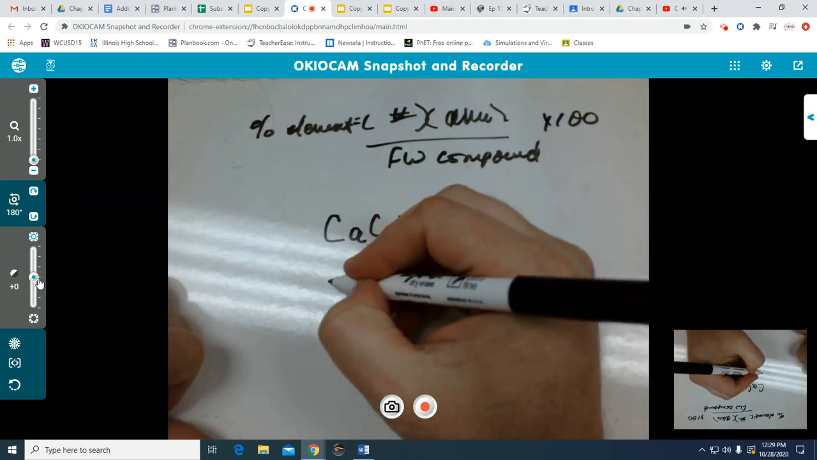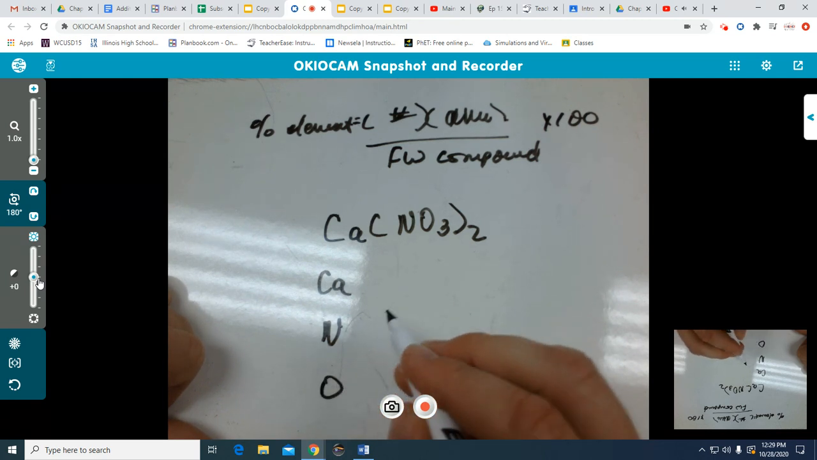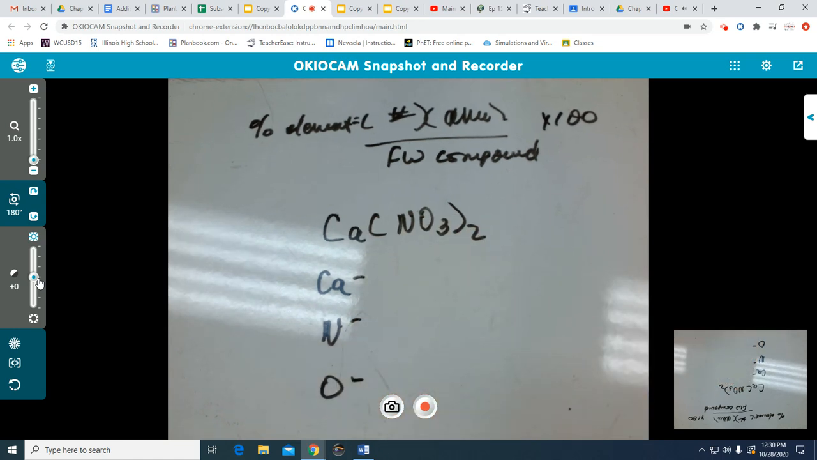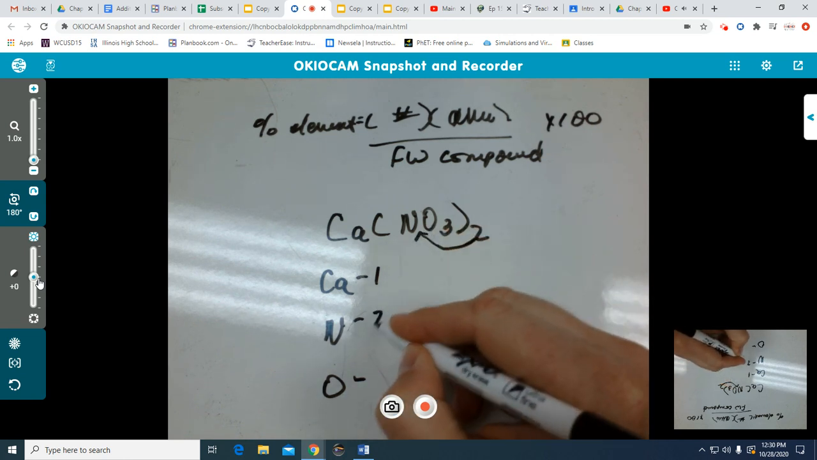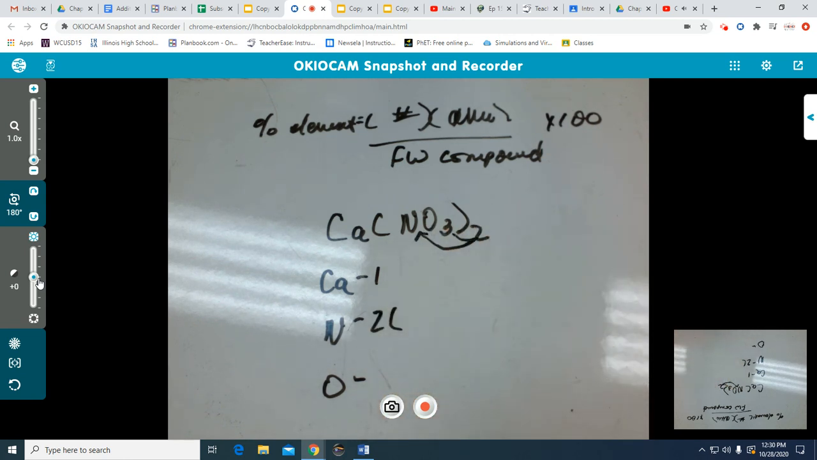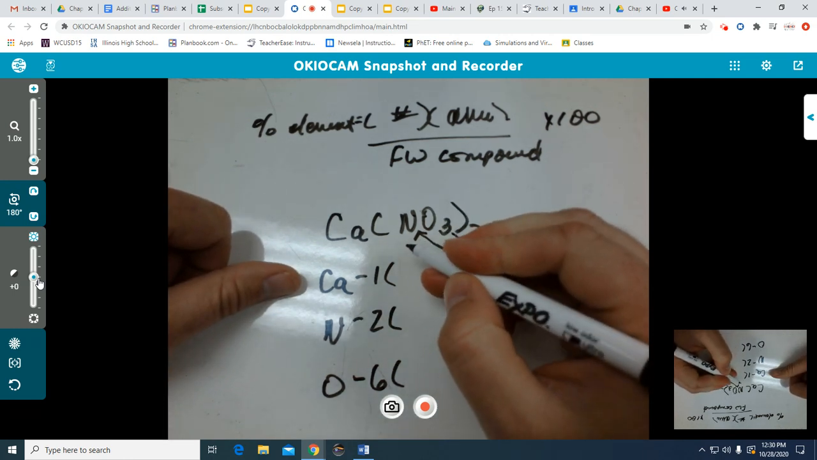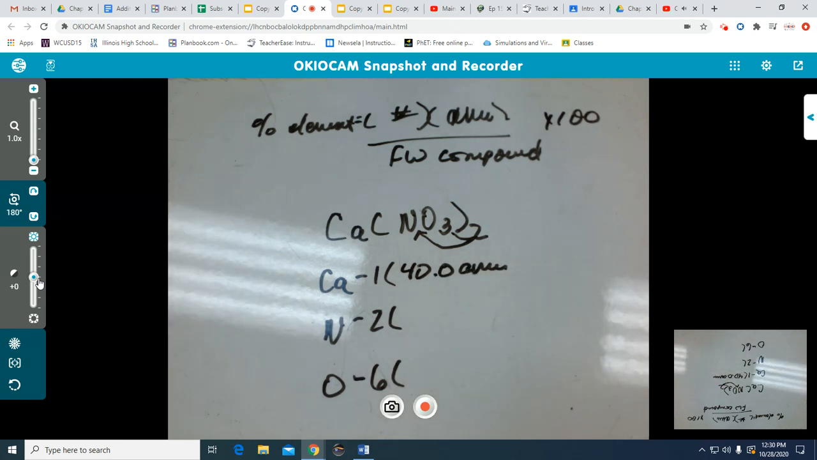Anyway, so calcium, nitrogen, and oxygen. All right. So first, looking at the periodic table, we know that there's going to be 1 calcium, and there's going to be 2 nitrogens, and 3 times 2 is 6 oxygens. Okay. Calcium's rounded atomic mass is going to be 40.0 AMU.